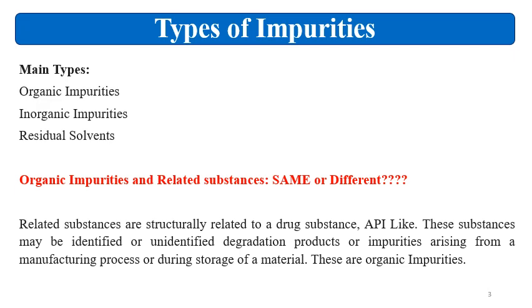Now see, the related substances are structurally related to the drug substance. That means these are API-like. These substances may be identified or unidentified, that means they may be known or unknown degradation products or impurities arising from the manufacturing process or during storage of the material. These are the organic impurities. Related substances are the organic impurities. The terminologies might be somewhat different to some extent, but the related substances are the organic impurities.